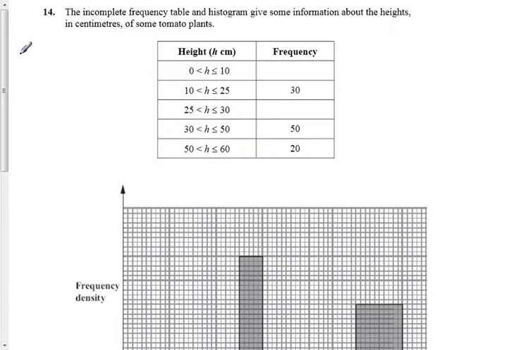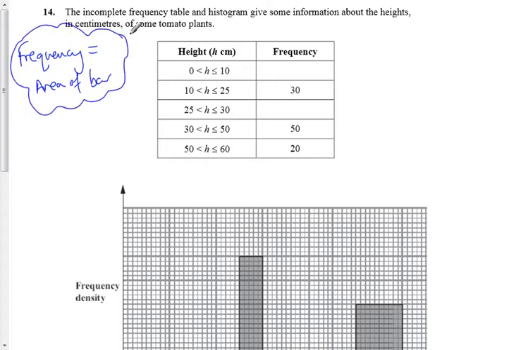And the bit we've got to remember is that the frequency of a bar is equal to the area of the bar on a histogram. So the frequency is the area.